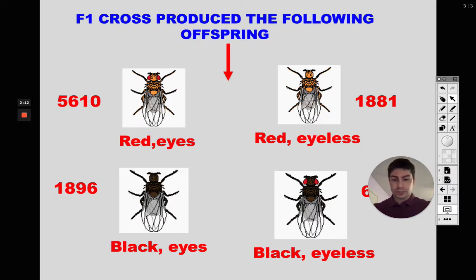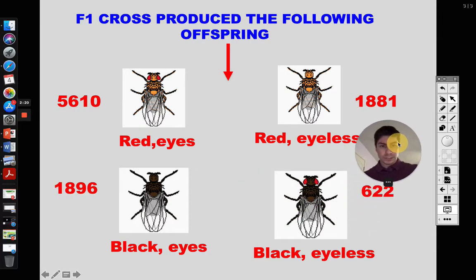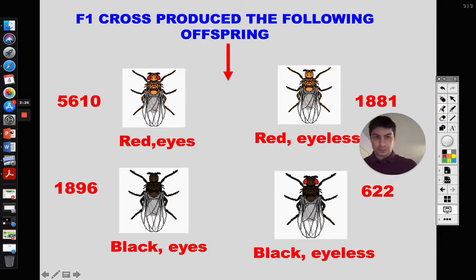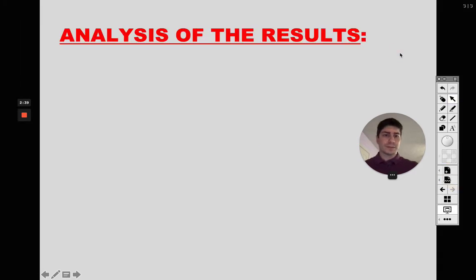So let me go back to those numbers, and we're going to add all these numbers up first. We get 5,610 plus 1,881 plus 1,896 plus 622, and we get a total of 10,009. Now we're going to get some decimals here, guys. It's not a big deal. But that is our total.